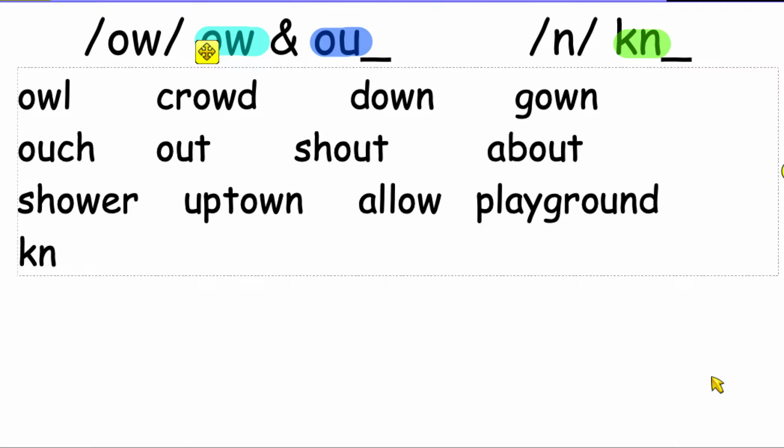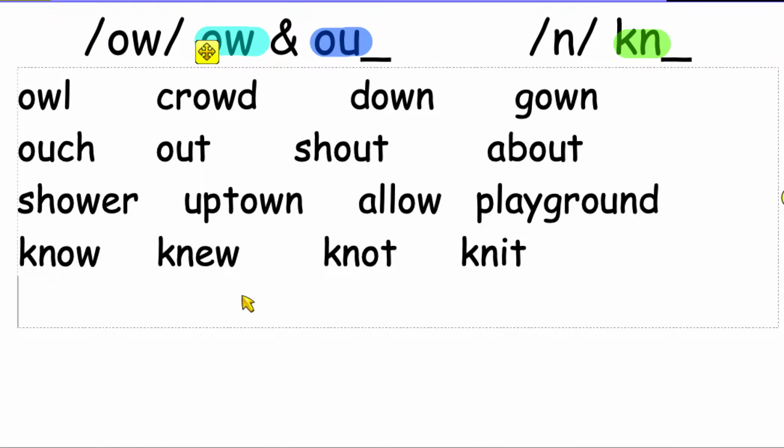KN. Remember, at the beginning of the words, we do not say the K. Sounds like n. No. Not. Now. New. Knot. Knit.